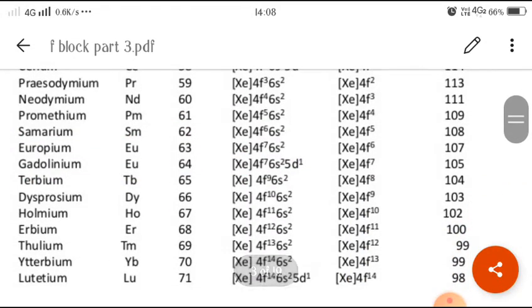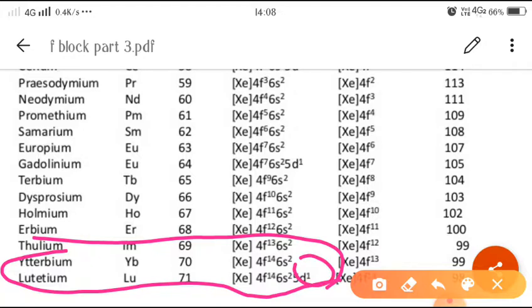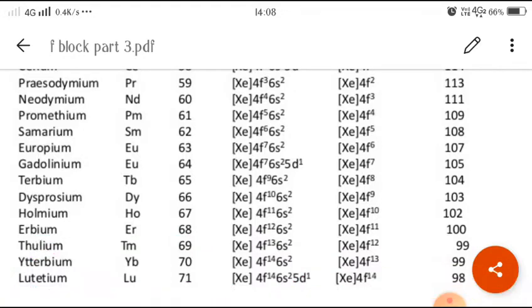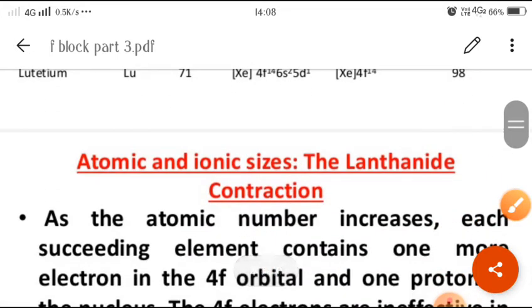Similarly, you need to learn the configuration for ytterbium and lutetium. Ytterbium, if you see, has the configuration 4f14 6s2 and lutetium 4f14 6s2 and 5d1. So here the 5d electron is intact, but here the 5d electron has shifted and come into 4f. So that is where it starts for half-filled and fully filled configurations.